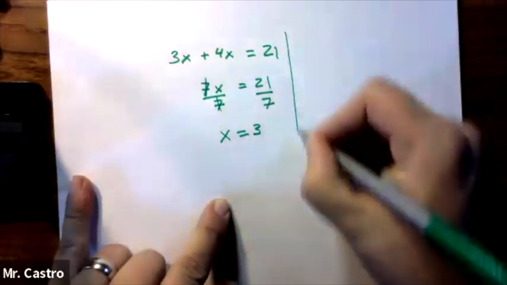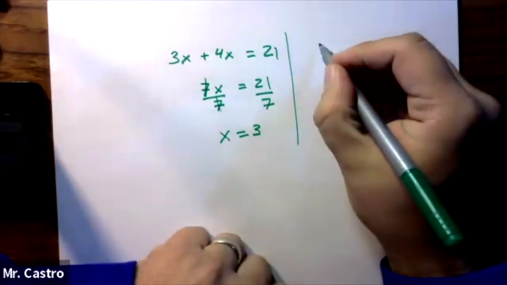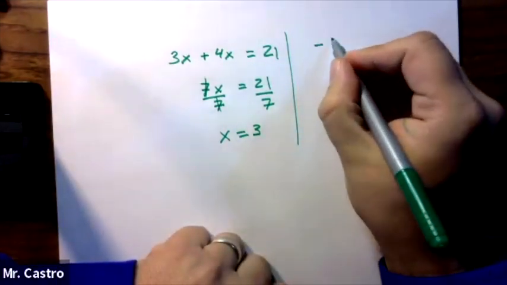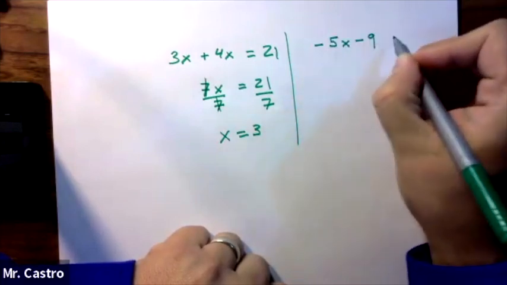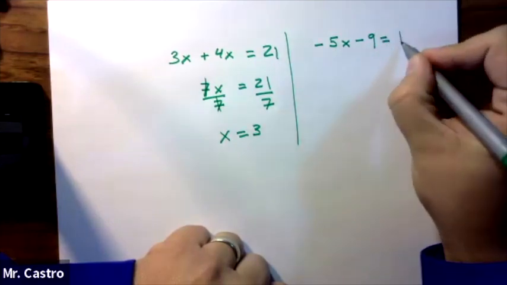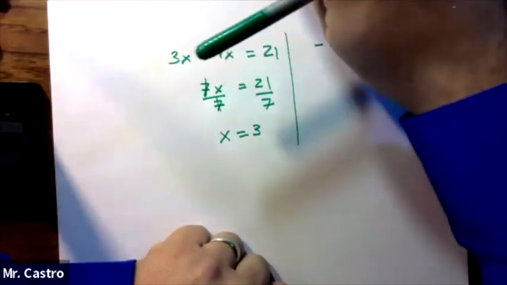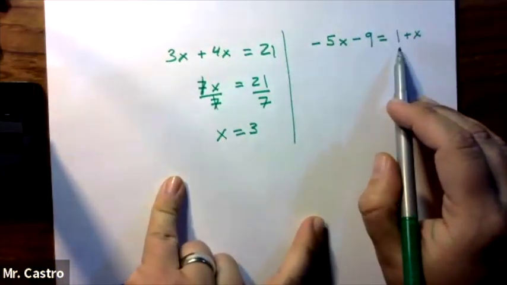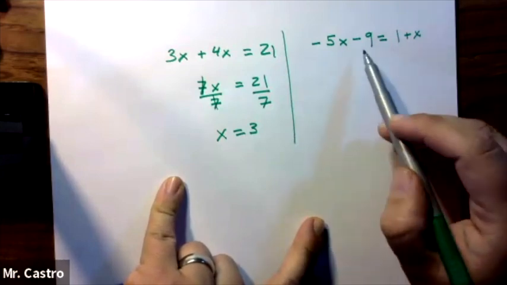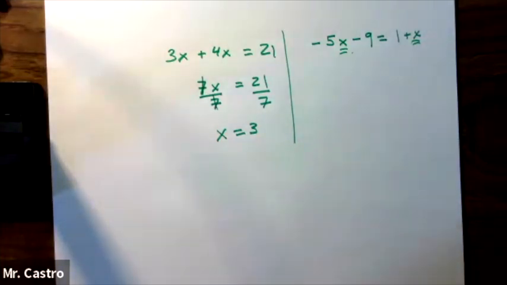All right. Now I am going to do something a little different. Let's do negative 5x minus 9 is equal to 1 plus x. You'll notice here my variables are on different sides. So you'll have to do something with that. Go ahead and work on that.